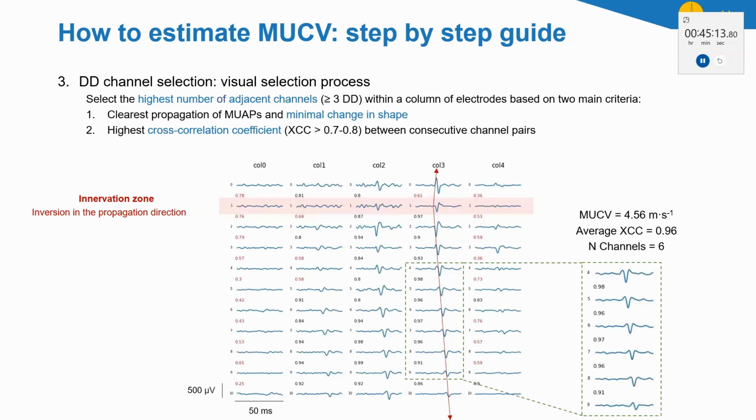Then we try to look for the highest number of double differential channels supported by the highest cross-correlation value. In this case, we would select column number 3, channels from 4 to 6, characterized by an average cross-correlation of 0.96, which is very high. Generally, a threshold of 0.7, 0.8 is recommended, and we will get an estimate of 4.6 meters per second.